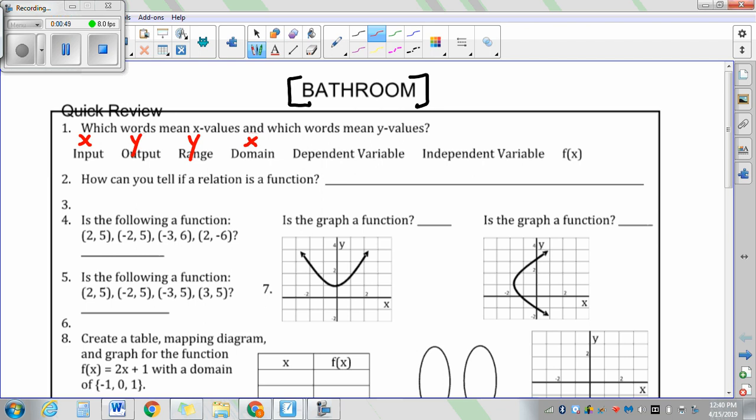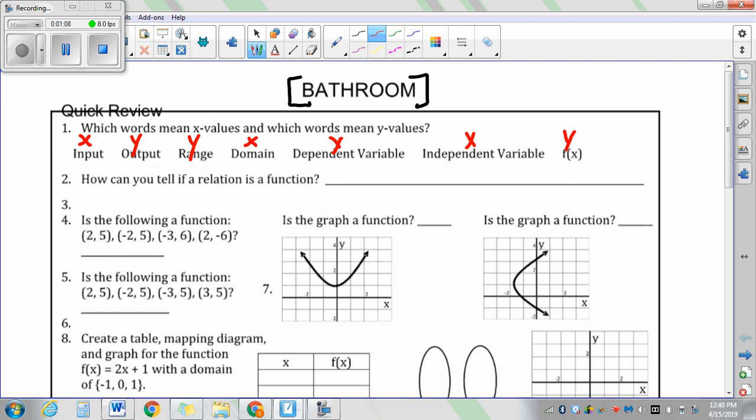A dependent variable is going to be a Y value. An independent variable is going to be an X value. And then that last one, f of x, that is the same exact thing as y. So a lot of times you'll see f of x equals, and we always say it just means y equals.